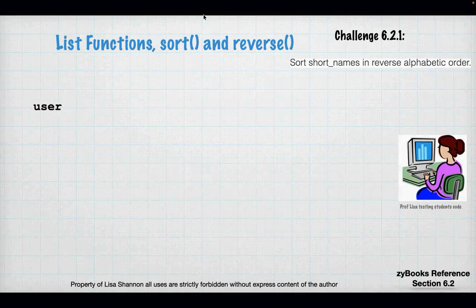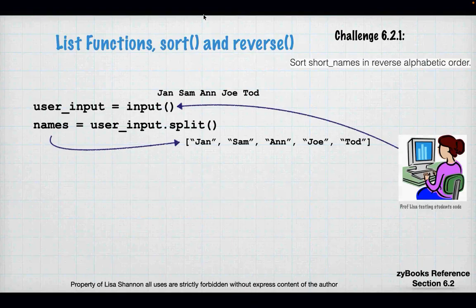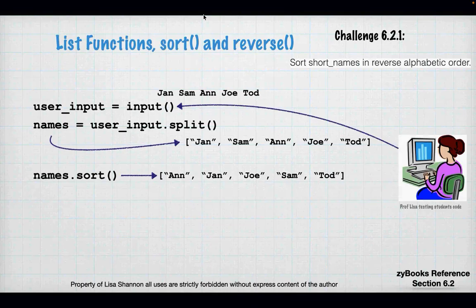Let's start this over. Okay, so I have a user input. I input my names. I create a variable called names, and I split the user input into a list based on a space. So I have a list with 5 elements. If I want to sort them in alphabetical order, I simply use the sort function.